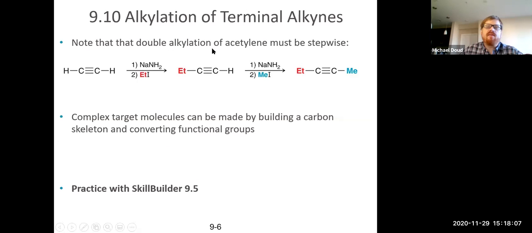Keep in mind, you're going to do this stepwise. You do the NaNH2, that gives you your first acetylide, then subject it to the SN2 reagent, that's your ethyl. And then you can just do it again. You subject it again to the sodium amide, and then in this case, we could use methyl iodide. That's going to put a methyl group on the other side. So this is one really cool way that you can make more complex skeletons, by building it up using this alkylation of alkynes reaction.